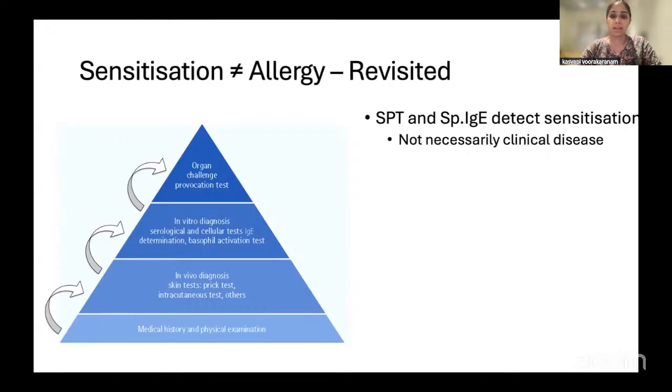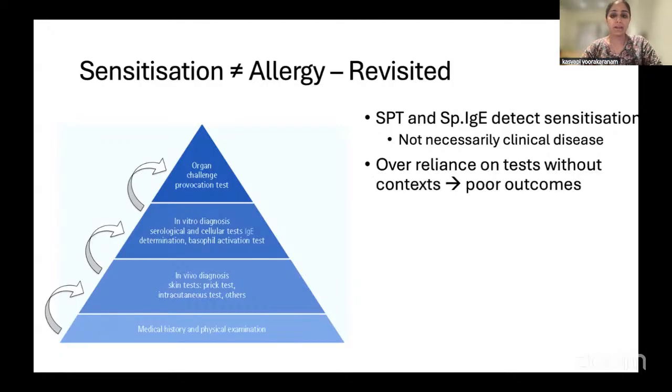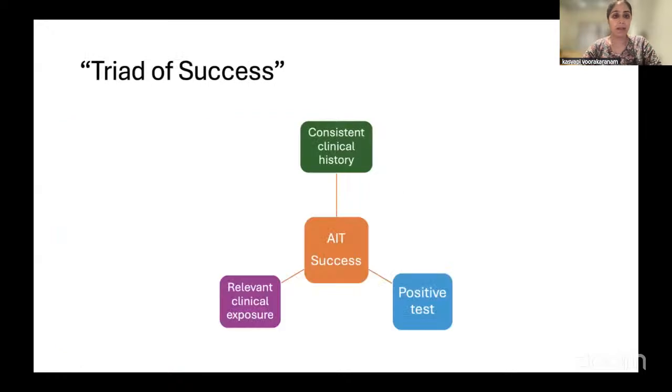Let's talk about SPT and specific IgE. Sensitization does not necessarily correlate with a clinical disease per se. Always put it together with the history, and this will help in interpretation. If we rely more on the tests without the context of the history and clinical correlation, we will always have poor outcomes with respect to allergen immunotherapy.